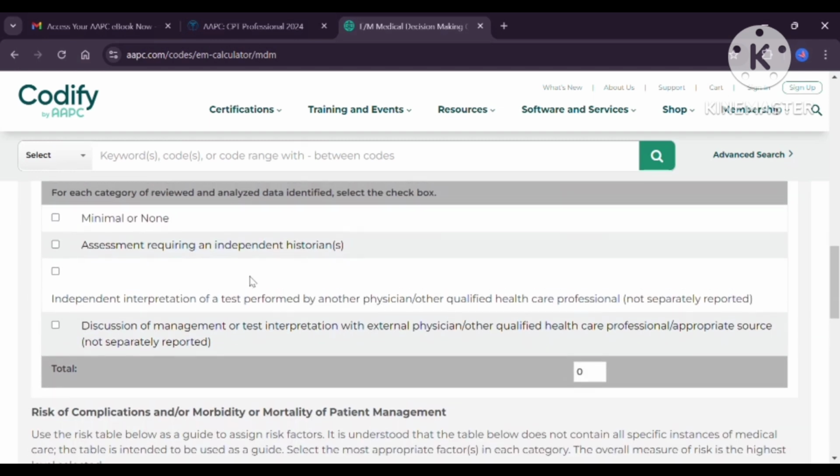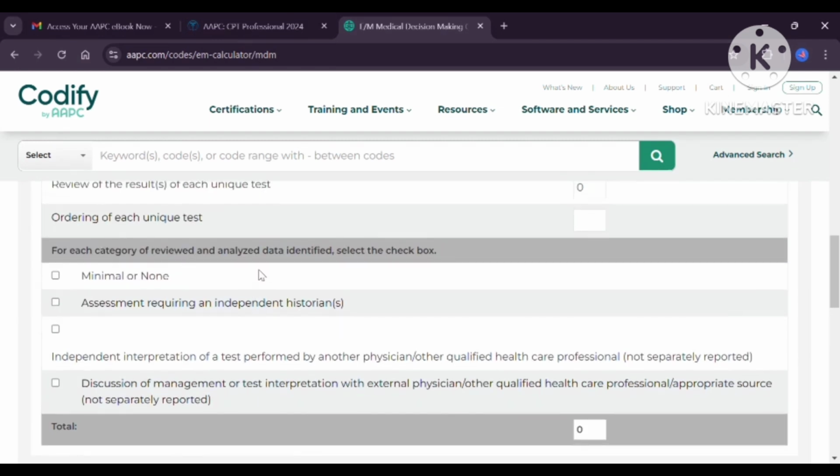So now we'll move to, for each category of reviewed and analyzed data identified, select the checkbox. Here you have 4 things. We will read what they are. First one is minimal or none. Second one is assessment requiring an independent historian. Here this male, 20-year-old male, he came on his own. There was no one with him. So I don't have to choose this.